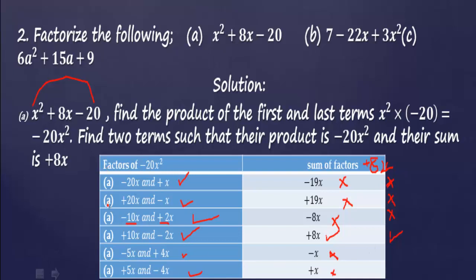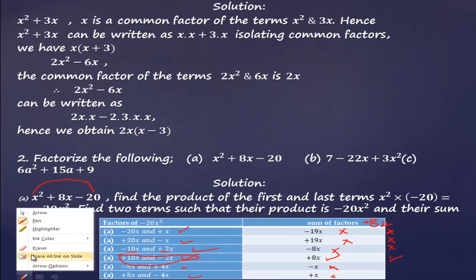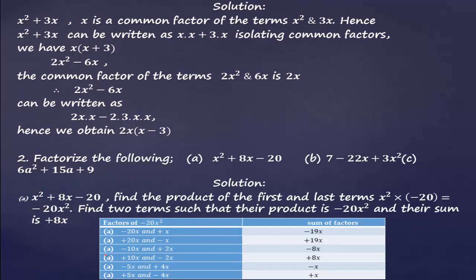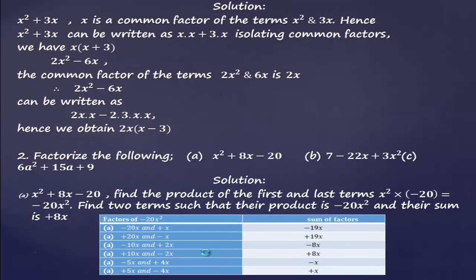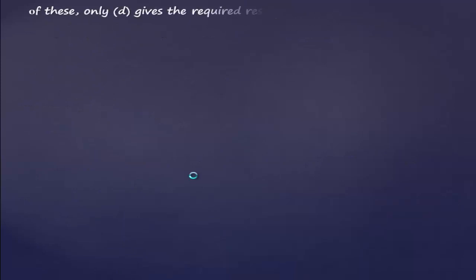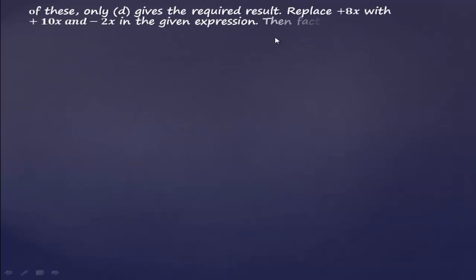This is A, B, C, D. We are picking D, which is this one you are picking now. We are now picking these two factors, which are plus 10x and minus 2x. That is our final decision. So that is what we are picking. So we have the two factors already. Let's move on. Now of these, only D gives the required result.